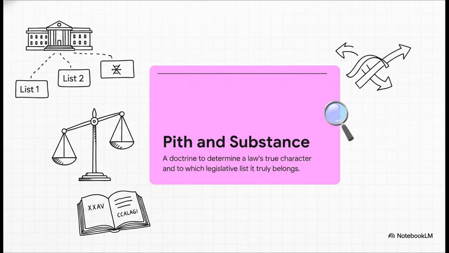So if a state makes a law that's really about something on the state list, but it happens to just incidentally touch on a union list topic, this doctrine prevents the law from being struck down. It keeps the three lists from becoming these totally rigid, don't-cross-the-line silos.